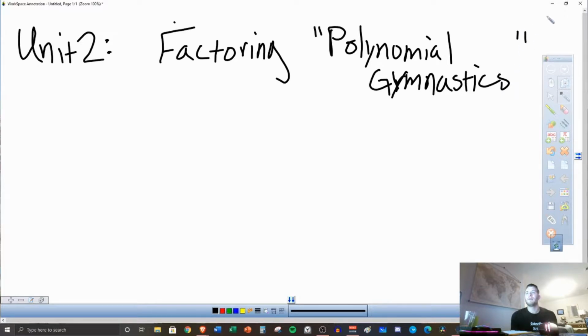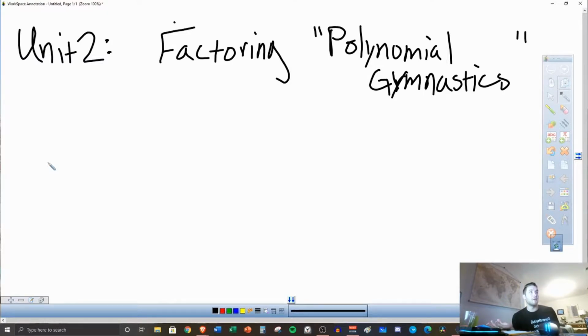Right, well, what do I mean by that? Well, we are going to take polynomials and contort them into other forms. We're going to use special moves to change from one form to another, and that's really the goal here. This is a skill. If you know how to do a backflip, you had to practice it, right? So if we're doing a backflip, you need to practice how to do a backflip.